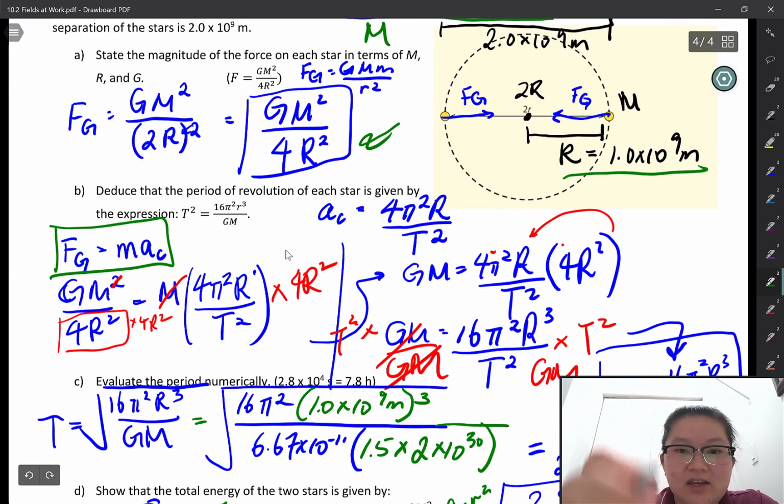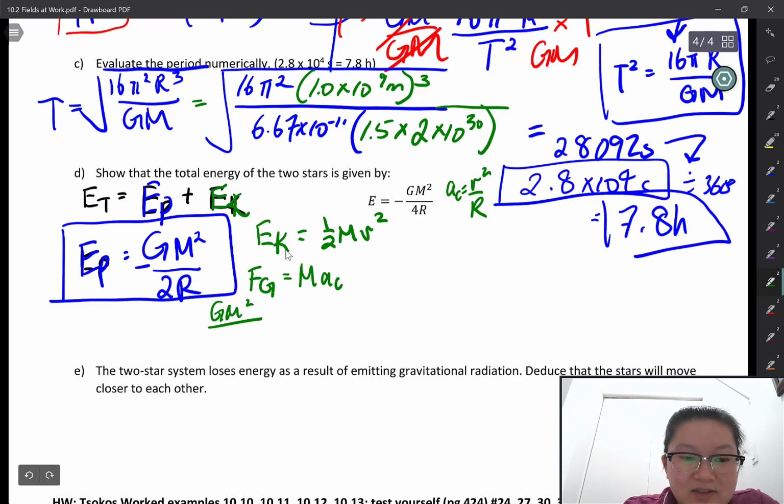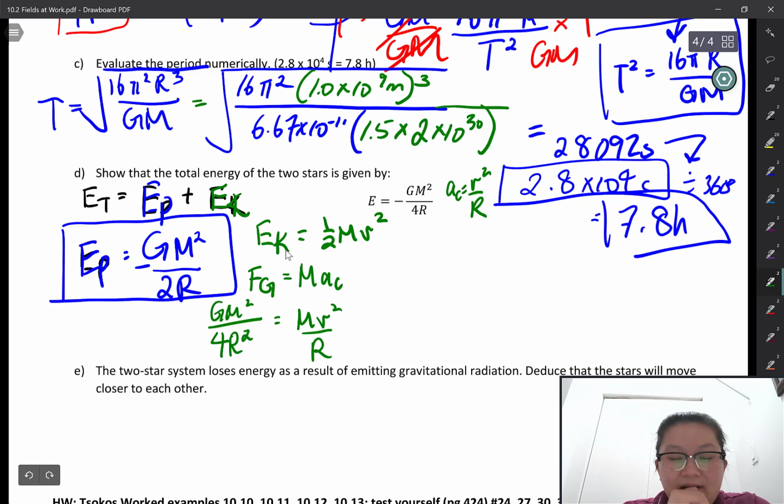That's just this guy here. So that's all over 4r squared, and ma is just m v squared over r. One of the r's goes away because they're on the bottom. Guess what? I just need the kinetic energy.